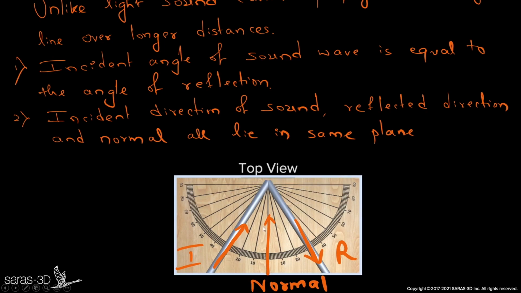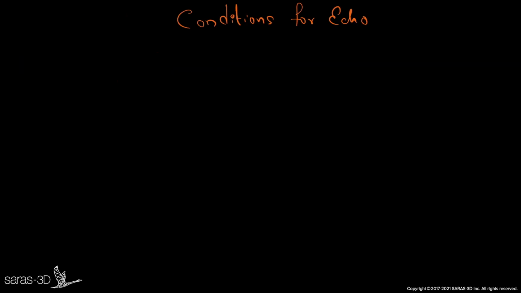So this is the normal, this is the direction of incidence, and this is the direction of reflection, and based on this you can state the two laws of reflection. Now we will study the first application of reflection of sound, that is echo, and we will later examine what are the conditions for generating an echo. For this, again we will go through a simple animation.